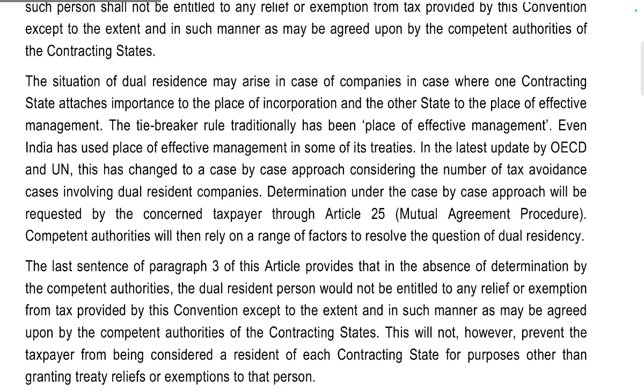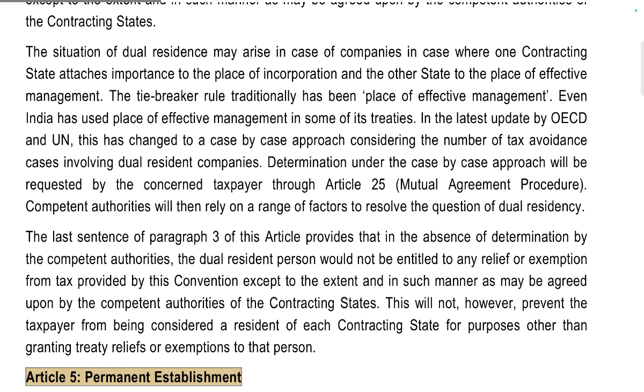The situation of dual residence may arise in the case of companies, where one contracting state attaches importance to the place of incorporation and the other state to the place of effective management. The tiebreaker rule has traditionally been placed on the place of effective management. Even India has been using place of effective management in some cases.